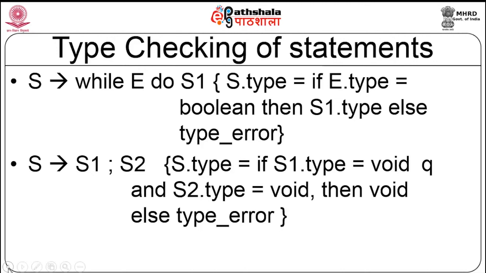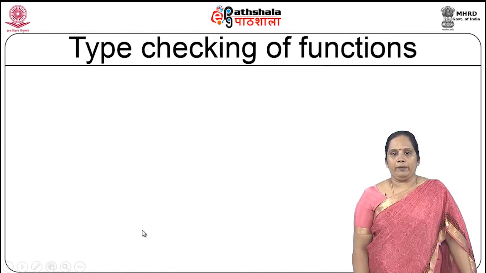And the last one is S produces S1 semicolon S2, that is a sequence of statements existing. In that case I will return void if S1.type is equal to void and S2.type is equal to void, else type_error. That is, if this is void and this is also void, then we will return void, else if this is an error or this is an error, I will return the error as my type for the LHS S. So this is type checking of statements.